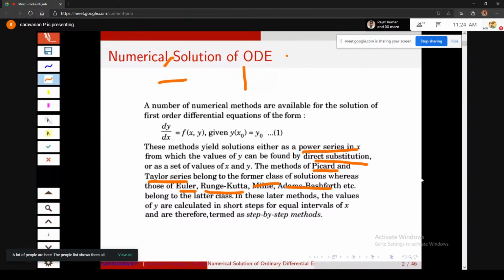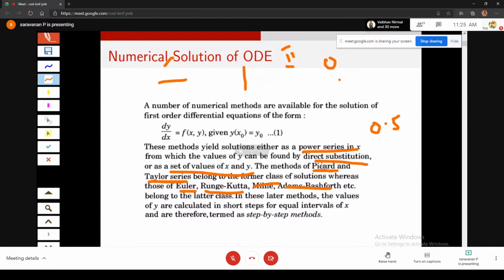In the second type of method, a set of values of x and y are given, and we compute step by step. For example, the value at 0 is given, and you will be asked to compute the value at 0.5. We will do it step by step. We will not get any series here. We will take h equal to 0.1, compute the value at 0.1, then at 0.2, then at 0.3, then at 0.4, and finally at 0.5.